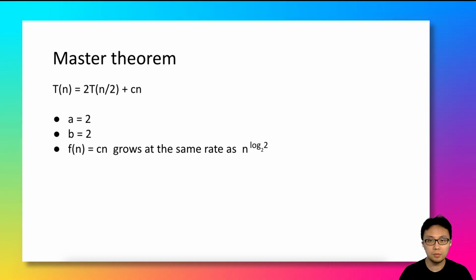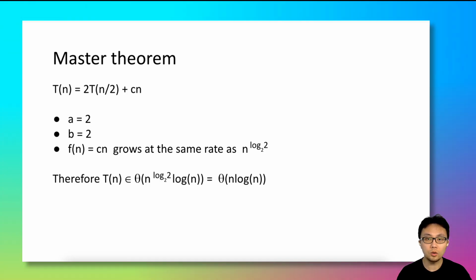As you can see, a is equal to 2, b is equal to 2. f(n) grows at the same rate as n^(log_2 2), which is n^1. So the recurrence relation of merge sort falls into the second condition, because f(n) grows at linear time, and n^1 also grows at linear time. So the tight bound of the merge sort algorithm can be expressed as Theta(n^(log_2 2) × log n), which is n log n.